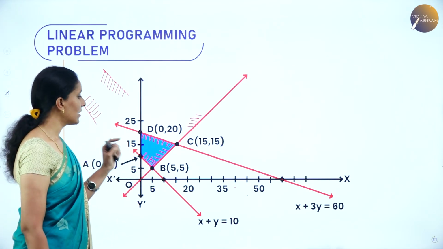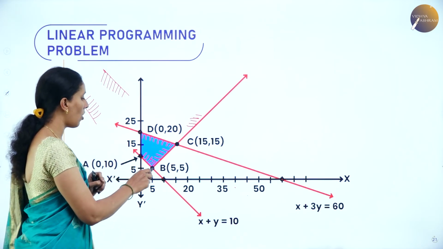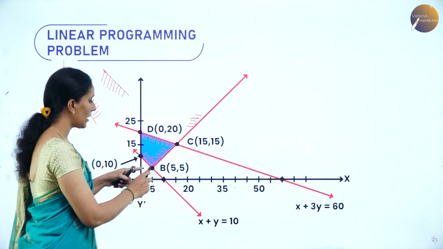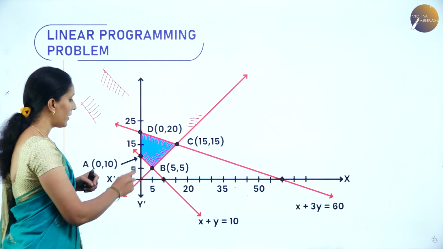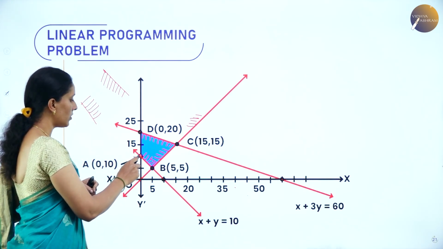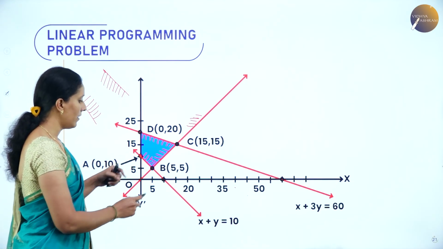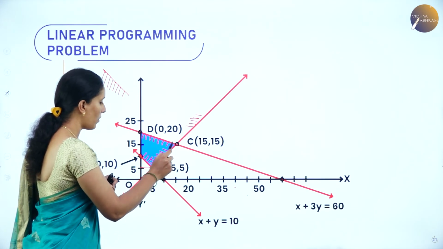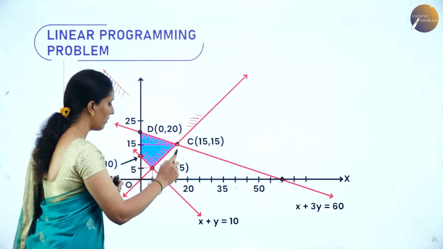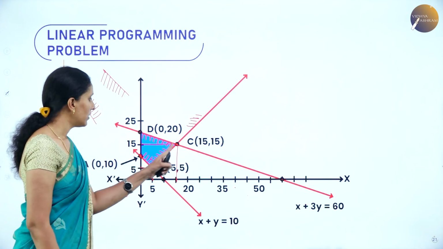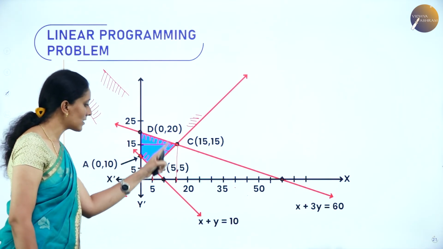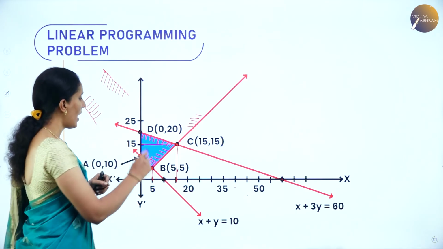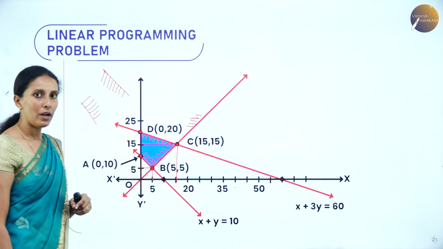Once you find the feasible region, mark the corner points. So what are the corner points here? Clearly you can see here, I have taken this point, that is (0, 10). This is the point (5, 5). This is the point (15, 15). You will get the distance of the point from both the x-axis as well as the y-axis, which will give you the coordinates of the point. And this is the point (0, 20).